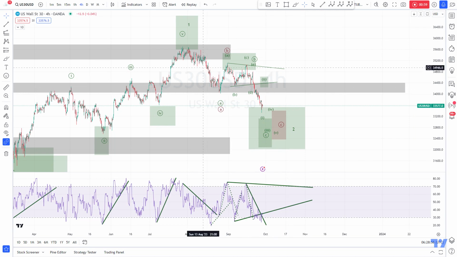Of course, there can be an alternative scenario where we see more downside, but this I will analyze in my weekend analysis, in my higher time frame analysis. For now, there is actually not much to do in the Dow Jones.